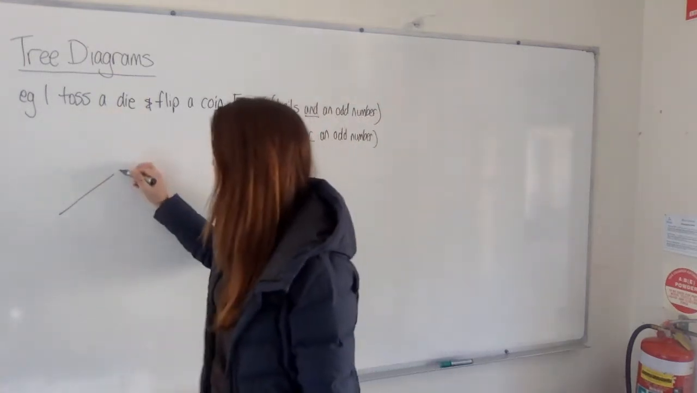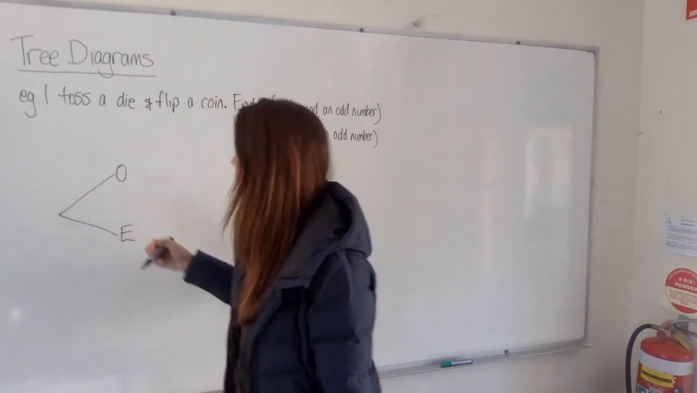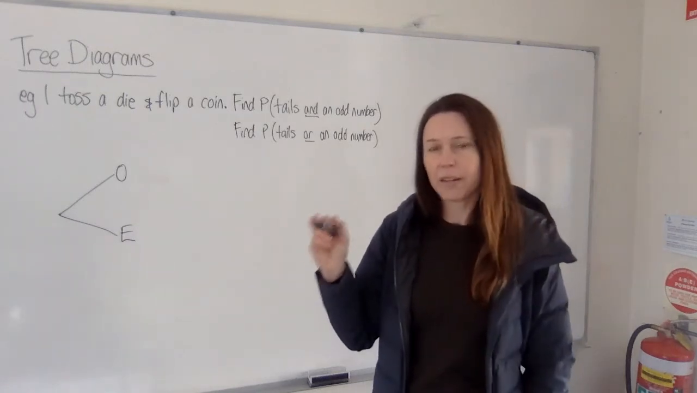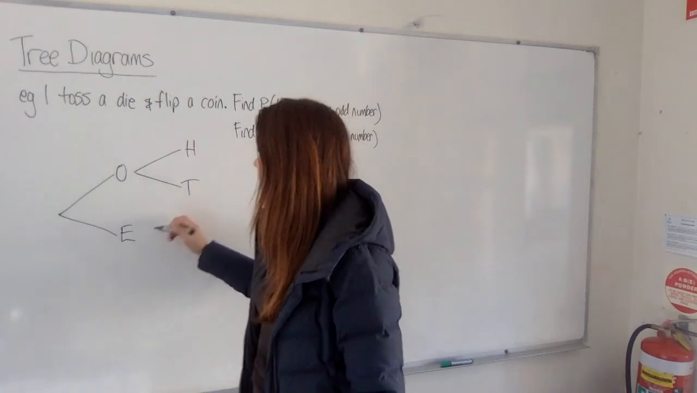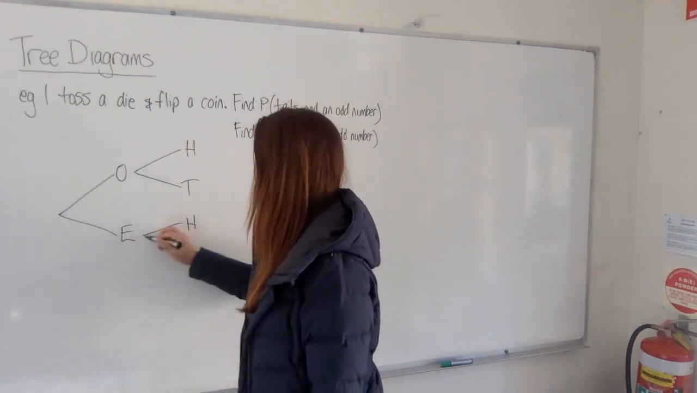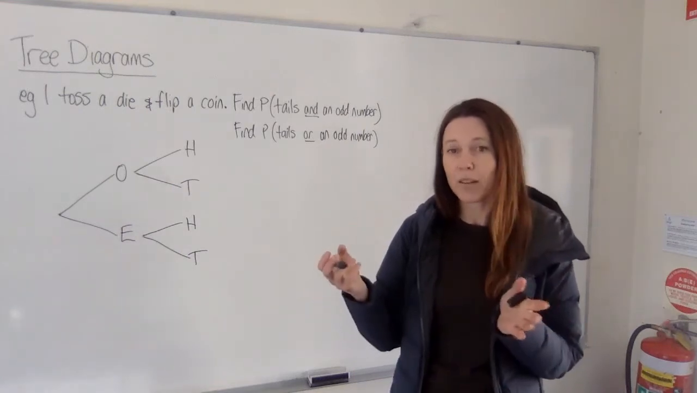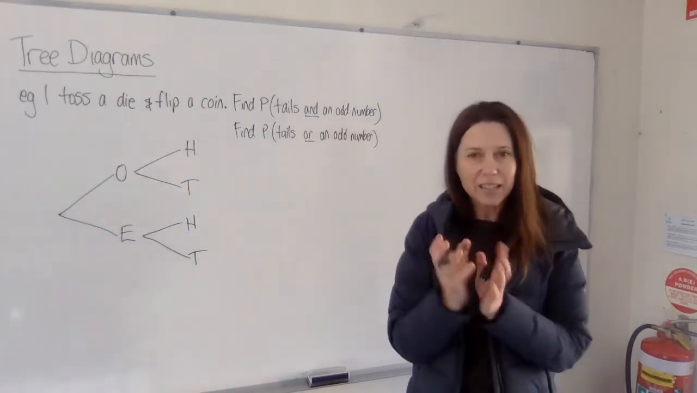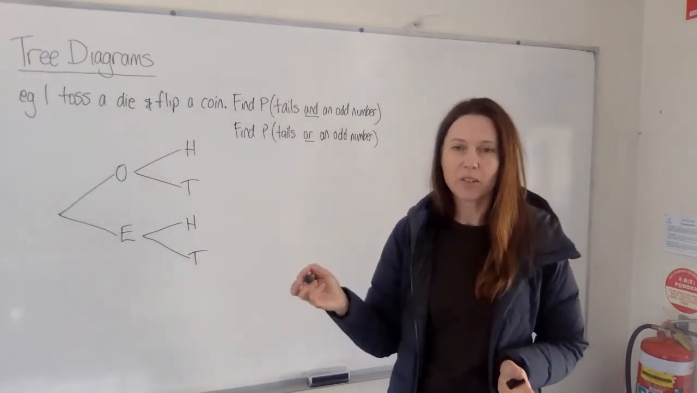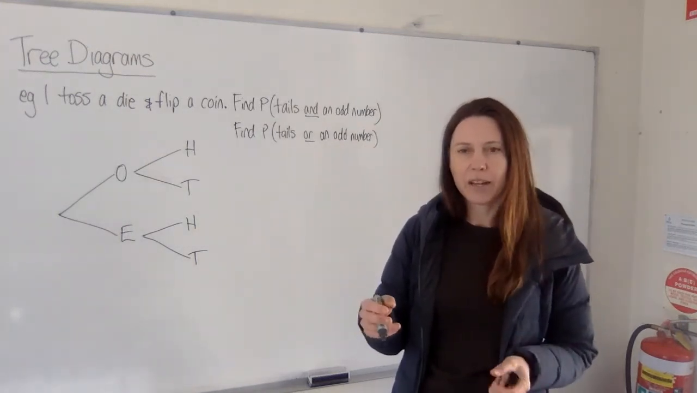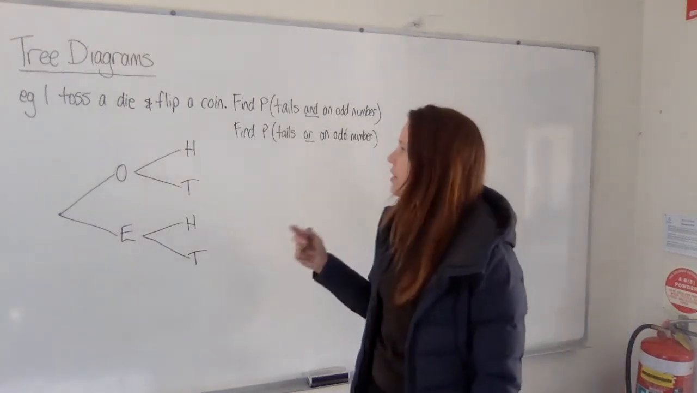And we are either going to get an odd number or an even number. Then we're going to flip the coin, and if we've got the odd number, we could get heads or tails. And if we've got the even number, we could get heads or tails. Now I've simplified this down into 4 outcomes, which is really helpful. Because really, there's 6 different things that die could land on, and 2 different things that the coin could land on. There's kind of 12 different outcomes up there. But based on my question, I've made my tree diagram nice and simple.